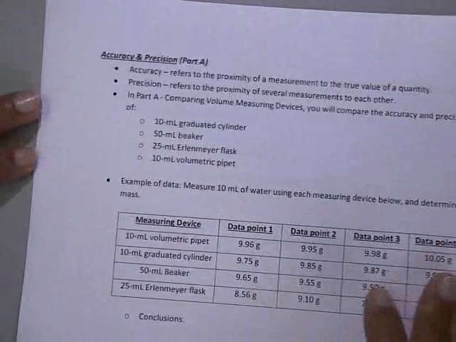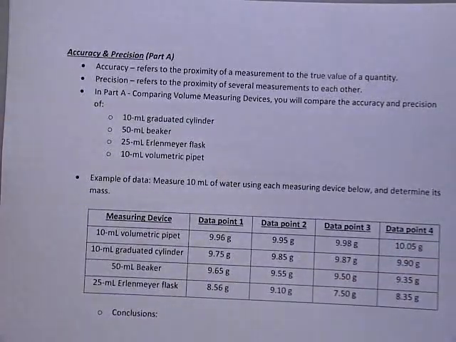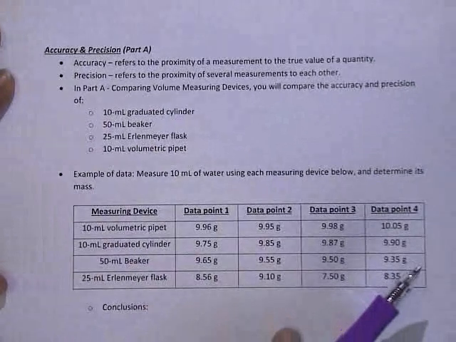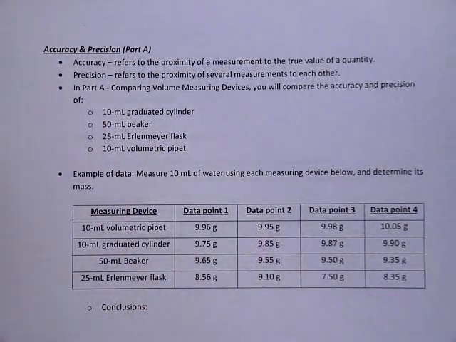So part A is the search for the best volume measuring device. This is what we call accuracy and precision. It's really important to understand this concept in a chemistry lab. Your lab instructor will tell you which device is actually best to work with in terms of measuring volume. So this is what we're going to be working with today. We're going to be measuring volumes.